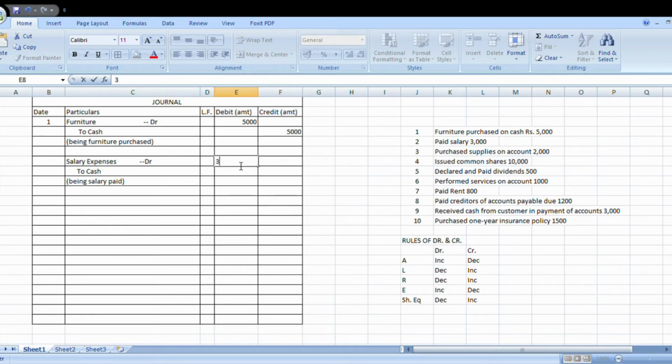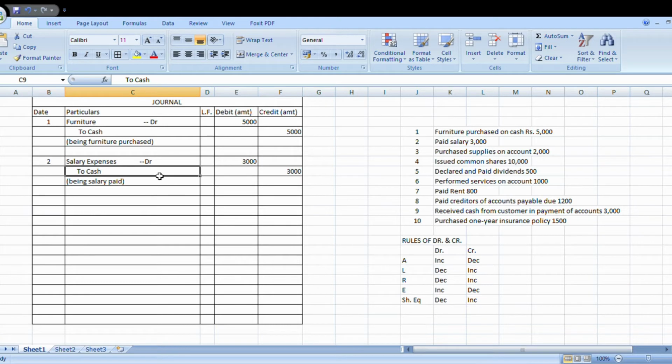It is 3,000. So we will write the debit amount on the debit side and the credit amount on the credit side. Whatever the date is given or the serial number is given, you will write it here. And this transaction is also complete. Always remember, you write the debit side first and then you write the credit side.